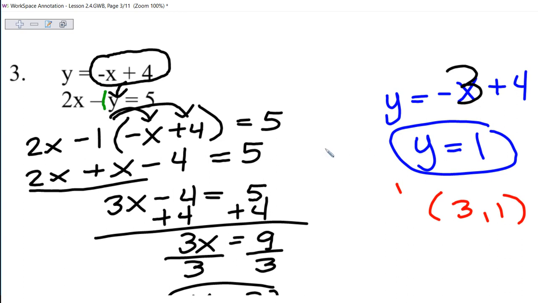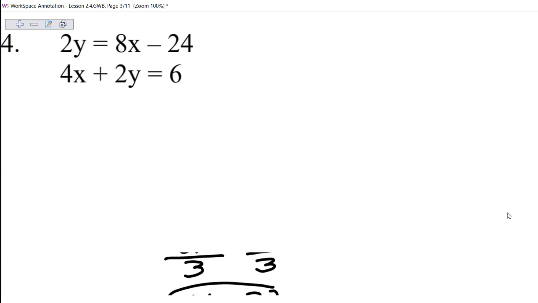So again, with substitution, when you're substituting in for the variable, if there's already a number out front, what do you have to remember to do? Put it in parentheses. You'll have to distribute.